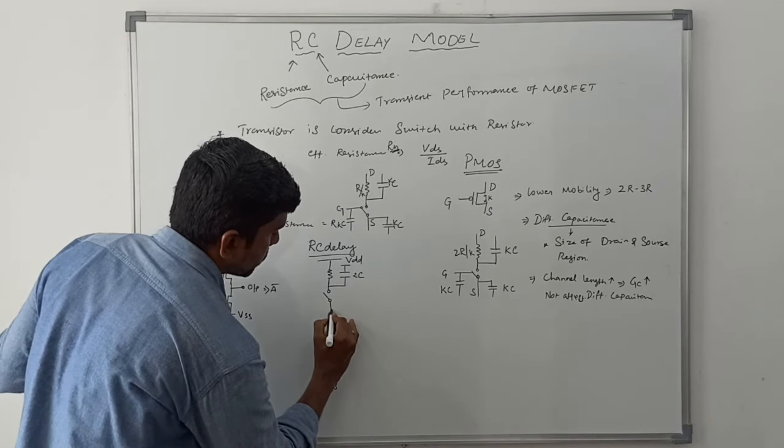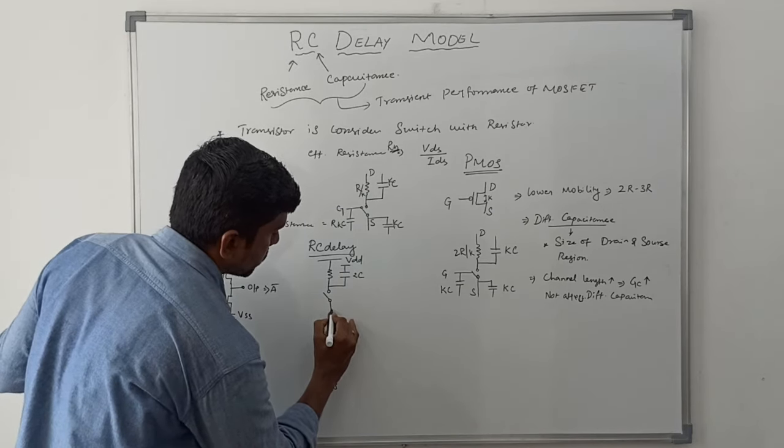Then the capacitance value: this capacitance is connected to ground and this capacitance is also connected to ground. The capacitance value is C and C. The output is taken from here. That's the second inverter portion, and finally we get the output here. This is VDD and this is VSS. So that is the RC delay model for this inverter circuit.